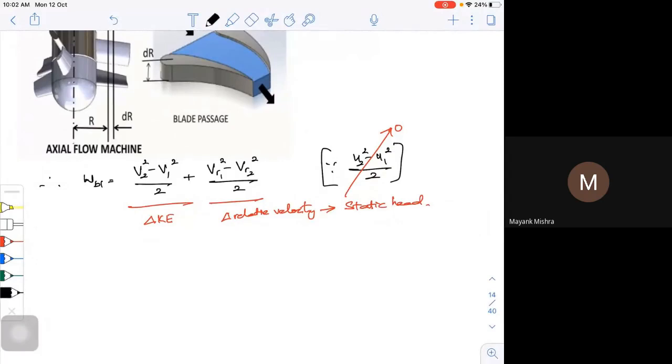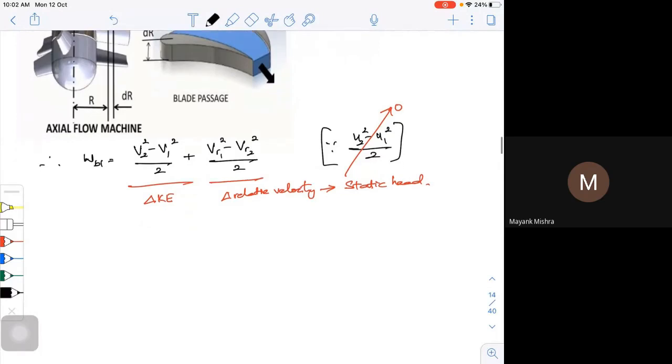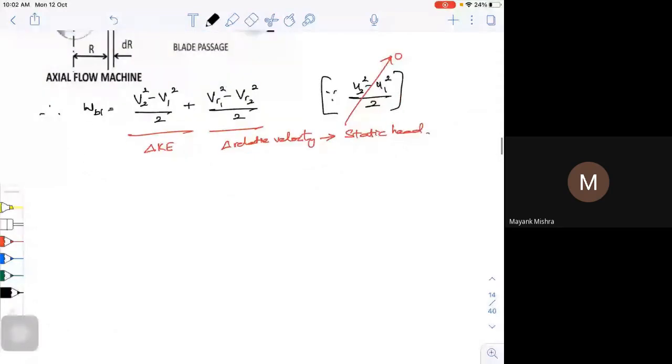So let us write, if you try to write the equation, what it will be. If I try to write for a turbine, it will be VW1 into U1. So let's write the Euler equation in detail. Euler equation for a turbine.